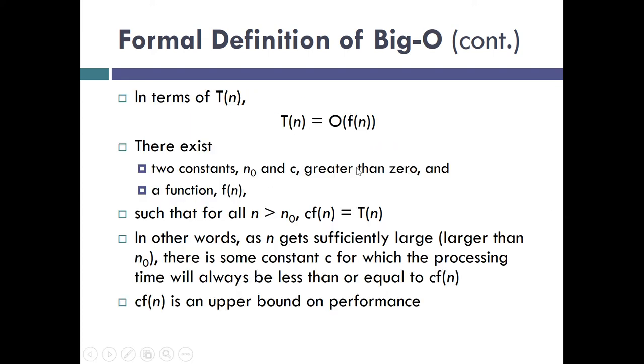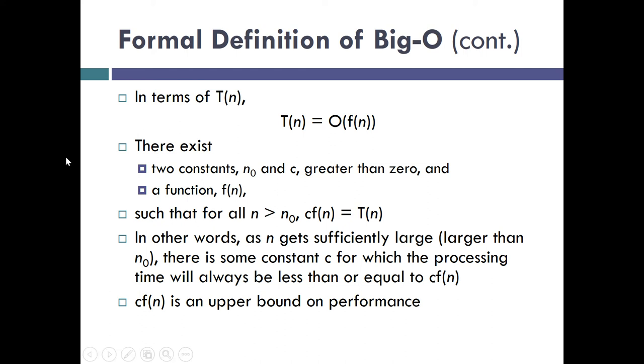And the formal definition is that the time the algorithm takes is equal to the big O of f of n. And this is all stuff you'll learn in 1068, but basically there exist two constants, some n naught and some constant, that are both greater than zero, and a function. Okay? It's an annoying thing to go through.